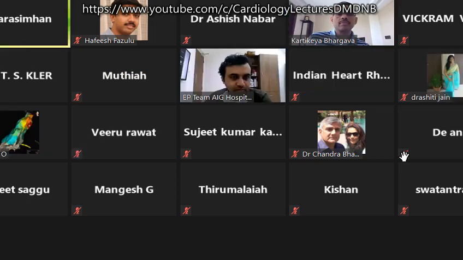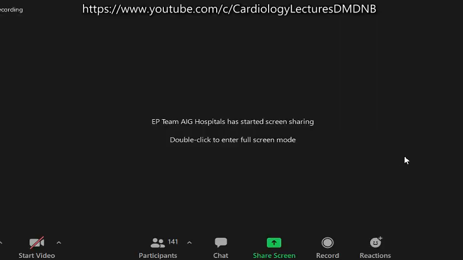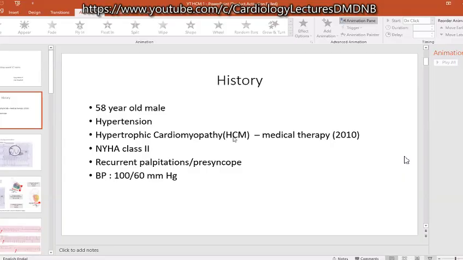Vijay Shekhar is again a colleague of ours who's going to present to us about another patient with incessant VT due to hypertrophic cardiomyopathy. Vijay, recently done.